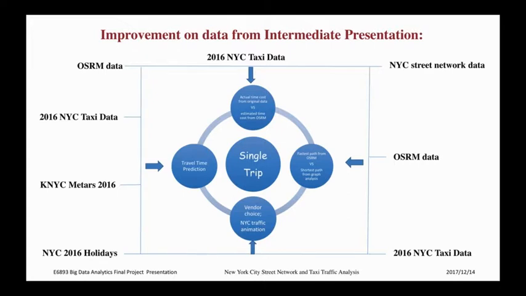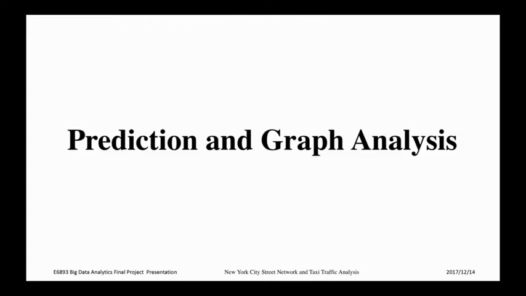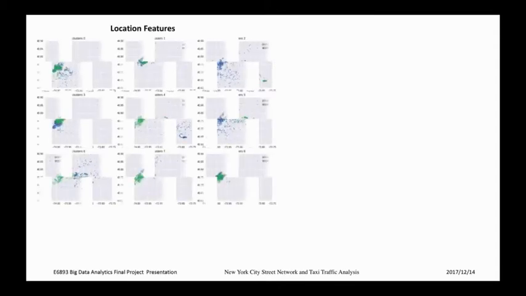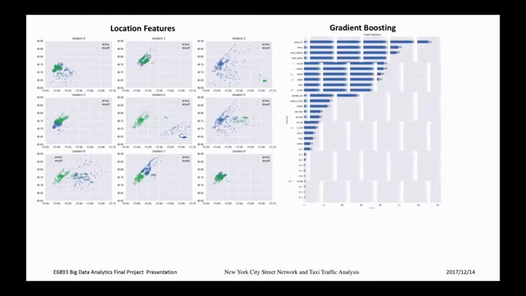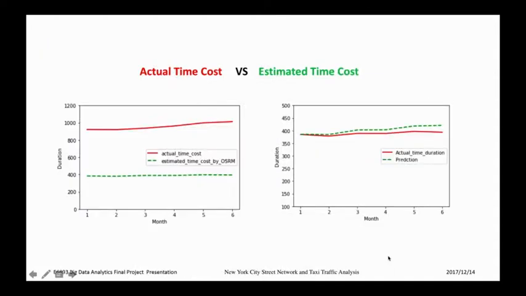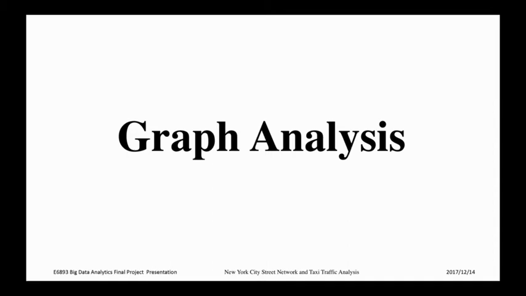Based on this data, we did prediction and graph analysis. First is prediction. We extracted the location features, did gradient boosting, and this is the prediction result. We had a more detailed description about it in our report. The other thing we did is graph analysis on the New York City street network.